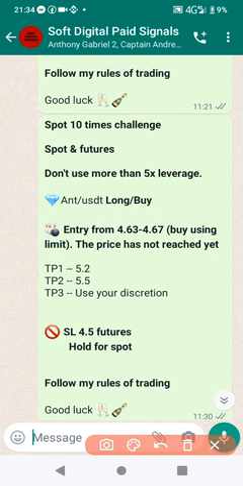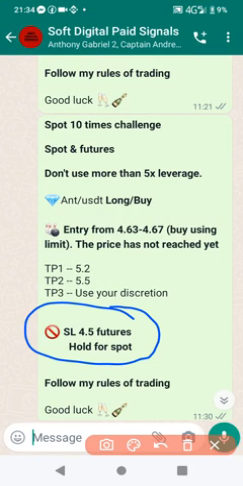Then the next thing we have is the stop loss. Stop loss here is 4.5 for futures and hold for spot. What that means is that for spot, you have to hold. You don't need to set any stop loss. So forget about stop loss for spot. Just set your take profit. Then for futures, you put in 4.5, the way I taught you how to set your stop loss for futures. Go and watch that video and see how to set stop loss. You put the value of 4.5.